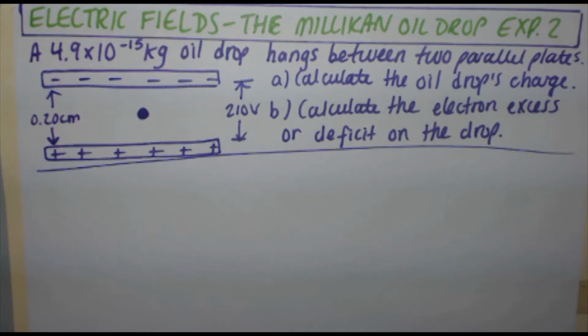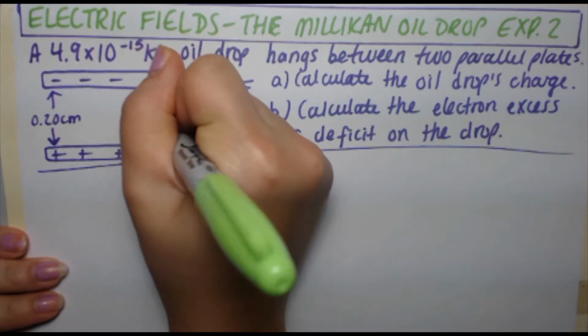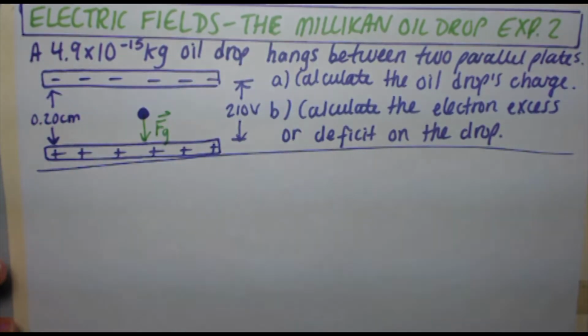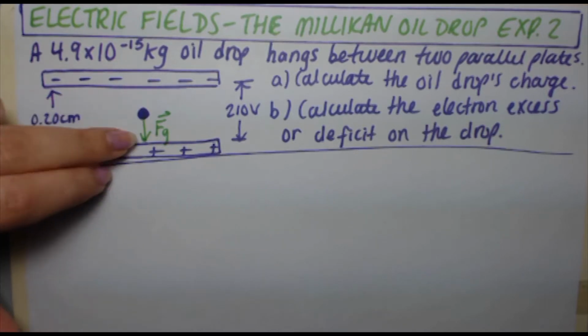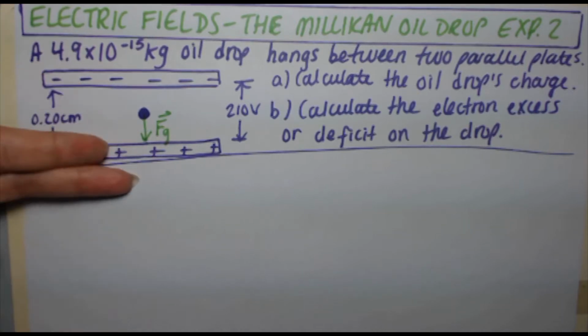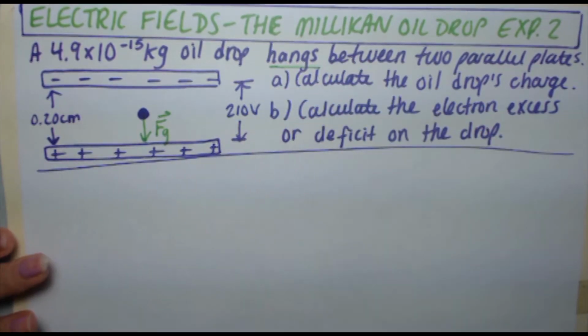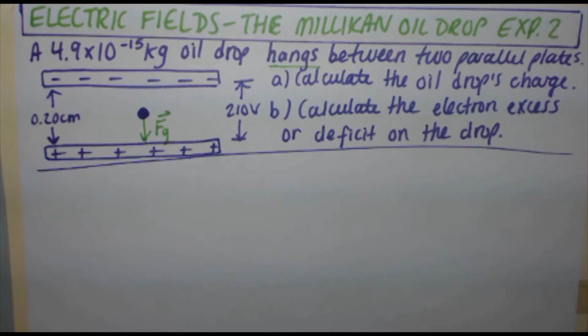Since we're given the picture, we can see the negative plate is on the top, positive is on the bottom. Let's start with the obvious. We know the oil droplet is going to have a weight, and that weight Fg is going to be going down. If my electric force also goes down, this oil droplet's going to want to go down. But the oil drop hangs between two plates, or as in the previous question, it was suspended. It's the same idea. It's not moving.